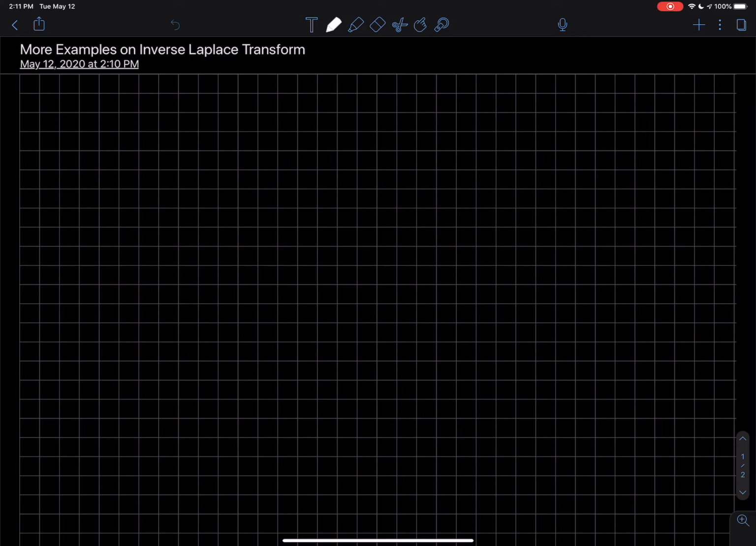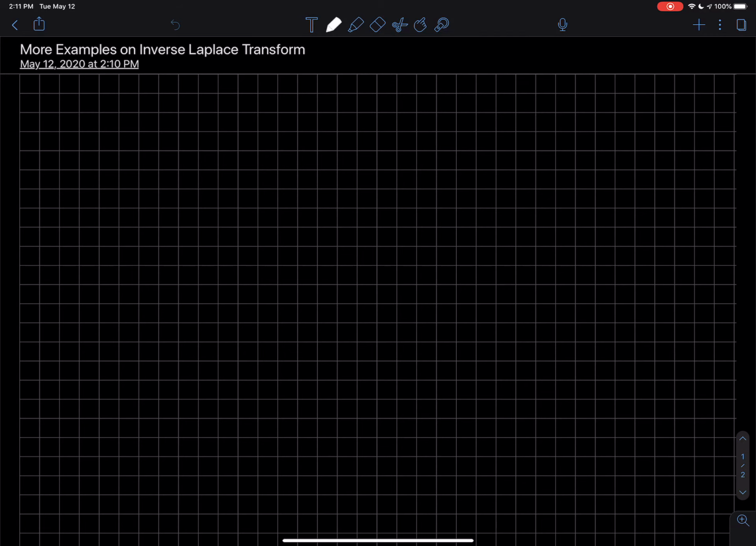Greetings. In this video, I'll be doing a couple more examples on finding the inverse Laplace transform using algebraic manipulations. We've done partial fraction decomposition, and we've also talked about putting in constants to match the inverse Laplace transforms. Let's look at the following example.